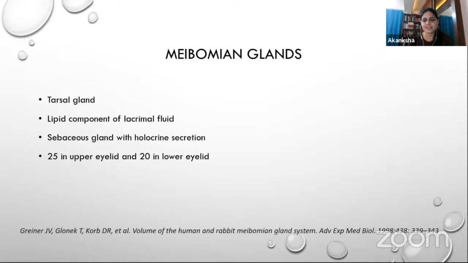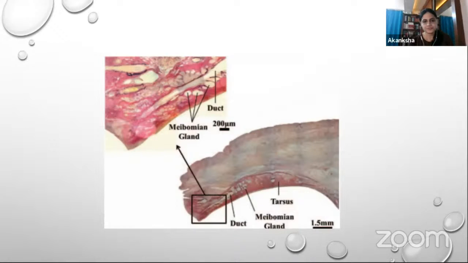And as you know, that's a very important layer of the tear film, and it has a role in maintaining the tear film stability as well. So they are sebaceous glands, as we discussed, with holocrine secretions. Now, the number of glands that are present is very variable in different studies, but the average we say is that there are 25 in the upper eyelid and close to 20 in the lower eyelid. Primarily, all the studies have said that the number of glands in the upper eyelid are more than the lower eyelid, but the average number may vary from different studies.